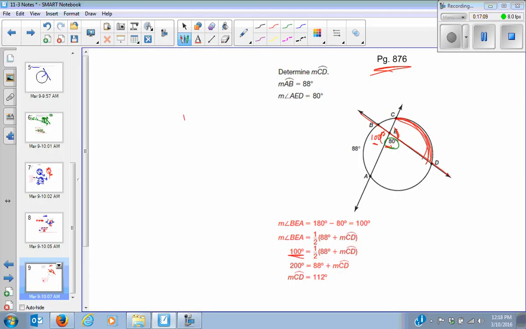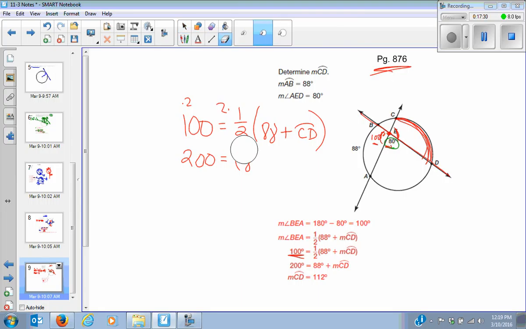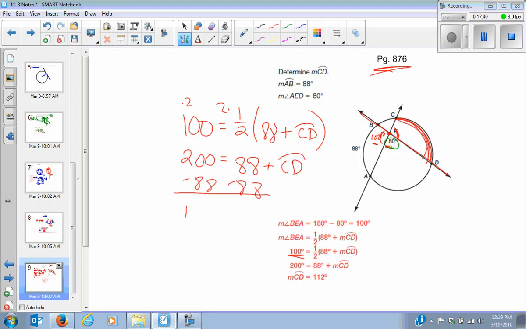Then I know 100 equals 1/2 of 88 plus arc CD. The reason it's plus is because this is an interior angle. Again, undo the algebra: times by 2, times by 2. 200 equals 88 plus my unknown, which is arc CD. You can drop those parentheses now. Subtract 88 from both sides, and that's where they got 112 degrees as the measure of arc CD.